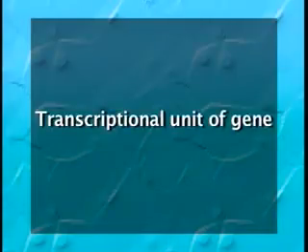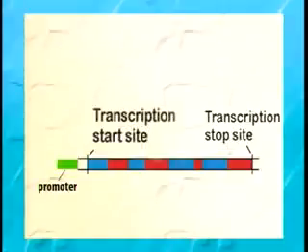Transcriptional unit of gene. It is that part of a gene which starts from the transcription initiation site and ends at the transcriptional terminator. The entire transcription unit is copied to form RNA. The first element in this region is the transcription initiation site, which does not have any long conserved region.